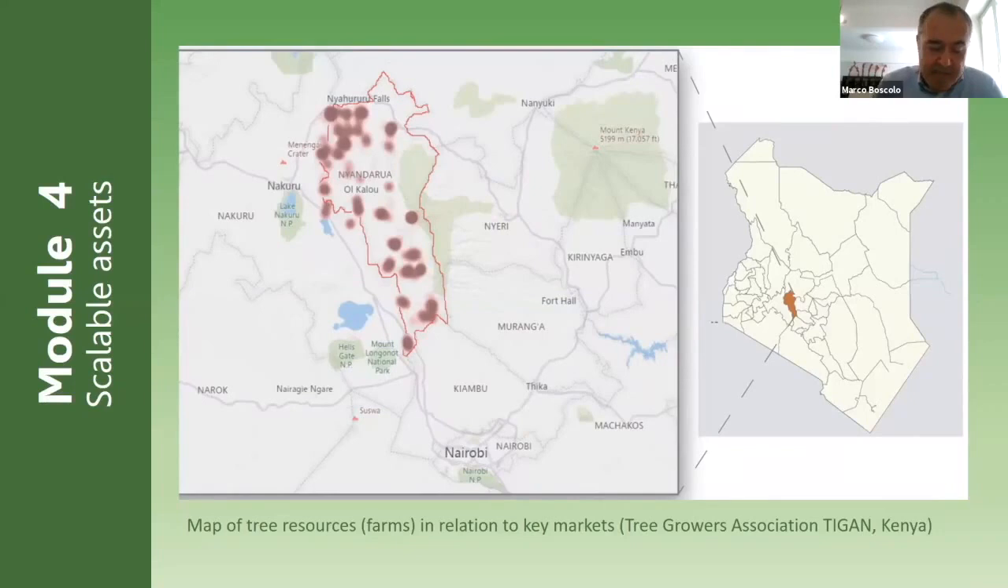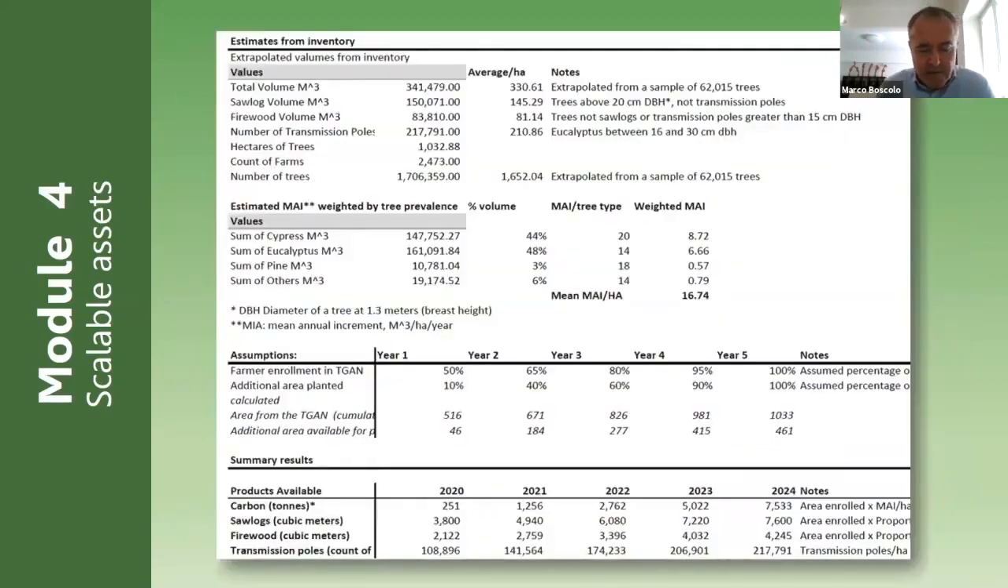And the module provides suggestions on free software that can be used to generate this type of maps. It also provides an example of how you can summarize information on, for example, your tree inventory. In this particular case, we also include references of a guide by a colleague, Ben Caldwell, on how farmers can carry out a tree inventory themselves.